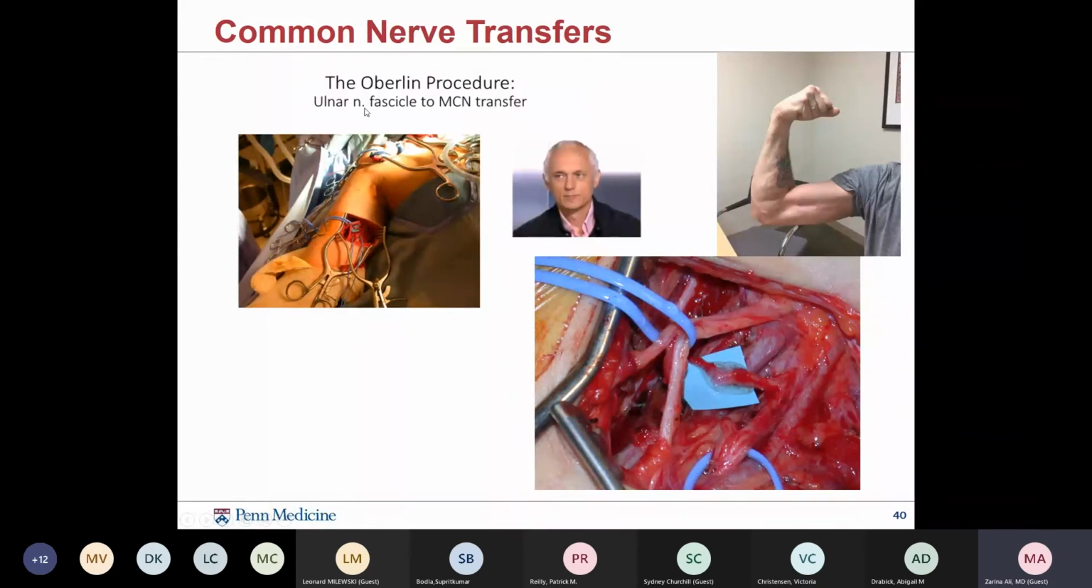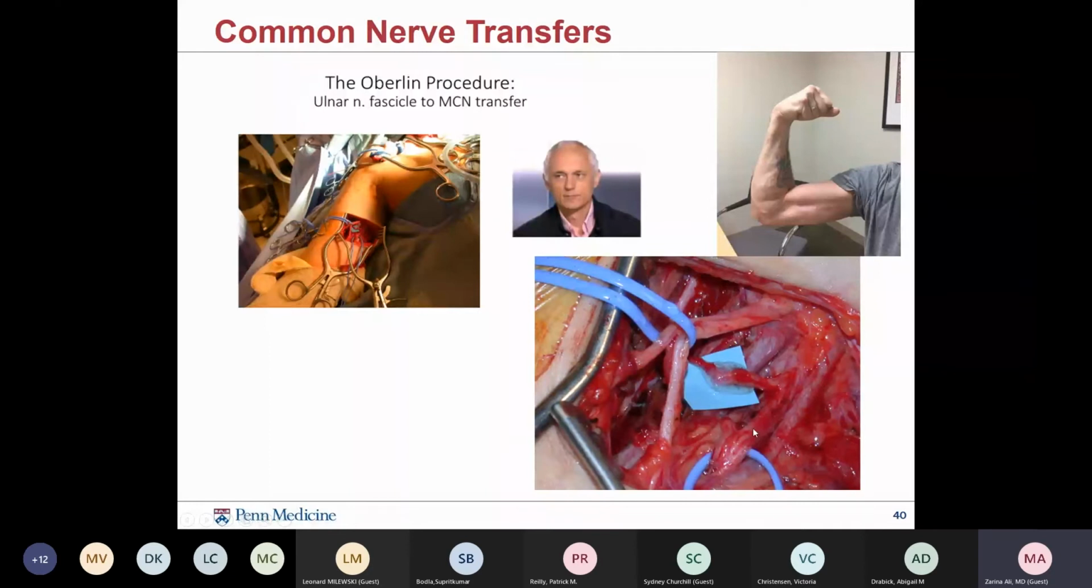And so what we do is utilize a redundant source of nerve. In this case, we utilize the ulnar nerve fascicle and bring it over to the musculocutaneous nerve. Now, the ulnar nerve is a very important nerve for hand function. It also provides some wrist flexion, which is a redundant function. So other nerves are able to provide that function.